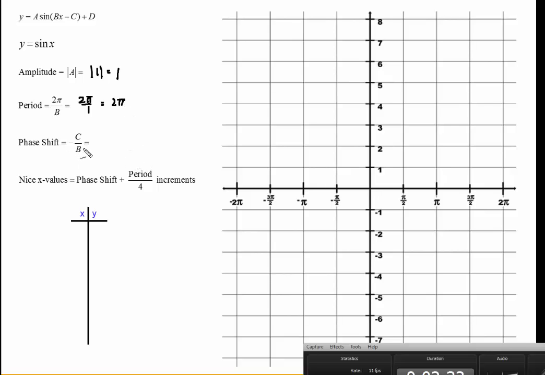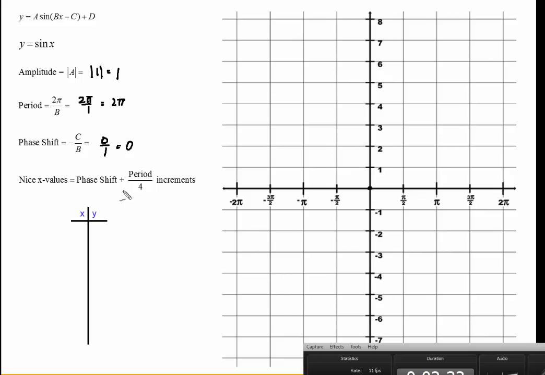The phase shift now, there is no c number here. So that would be 0 if we were to go ahead and put x plus or minus 0 in there. So we're going to say there is no phase shift here. We'll just say that 0 over 1 is 0. So that's where the graph is going to begin. This phase shift tells me where I'm going to begin here.